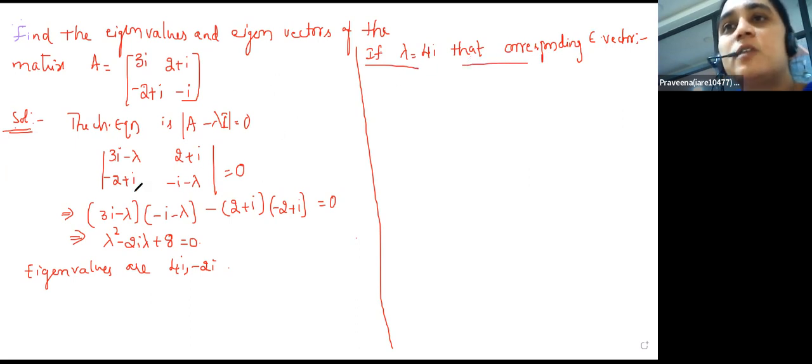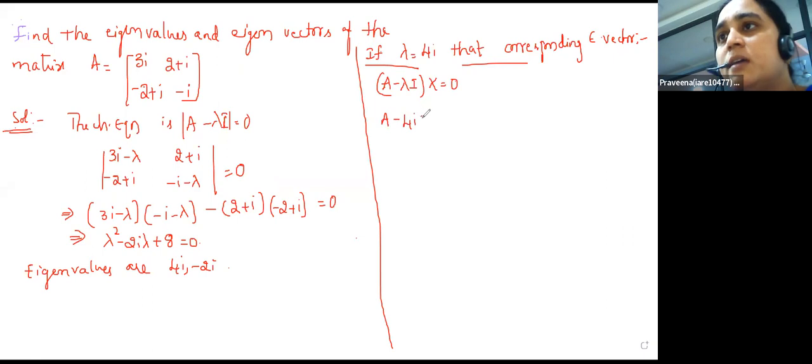But in the textbook, only for this question eigenvalues are asked, not the eigenvectors, but we will try this. Okay, if lambda is equal to 4i, for that corresponding eigenvector, what is the formula for that? A minus lambda I into x is equal to 0. So what is lambda value here? 4i. That is A minus 4i I into x is equal to 0.